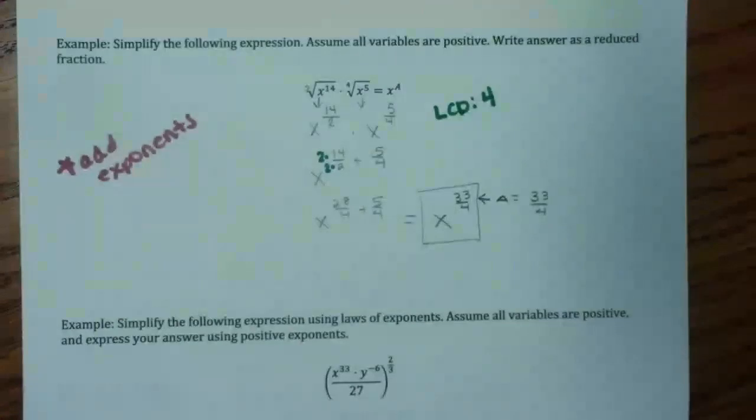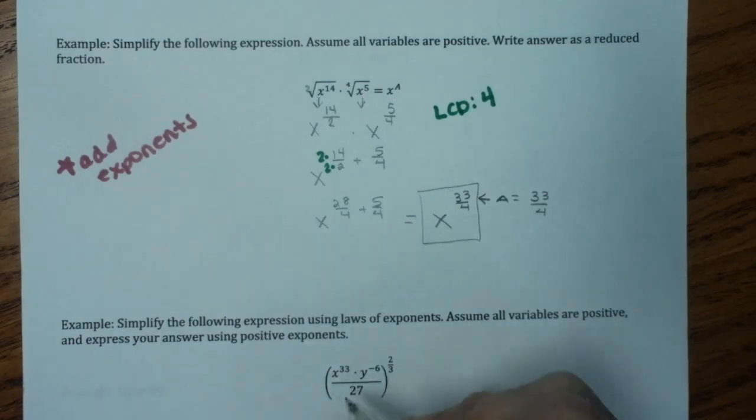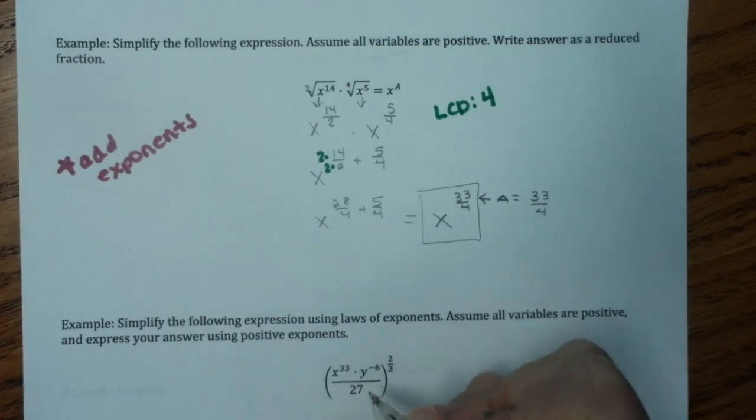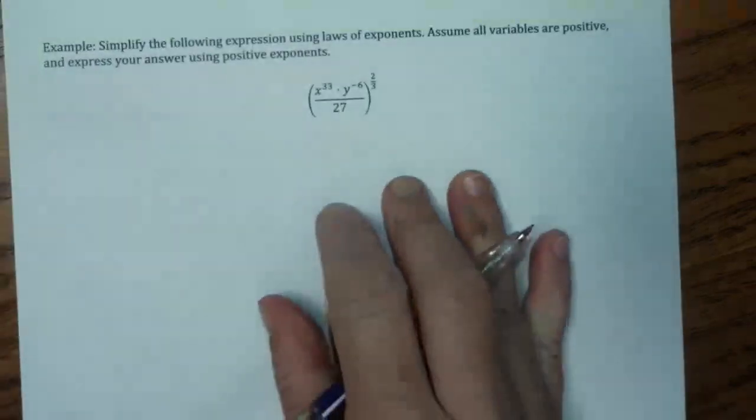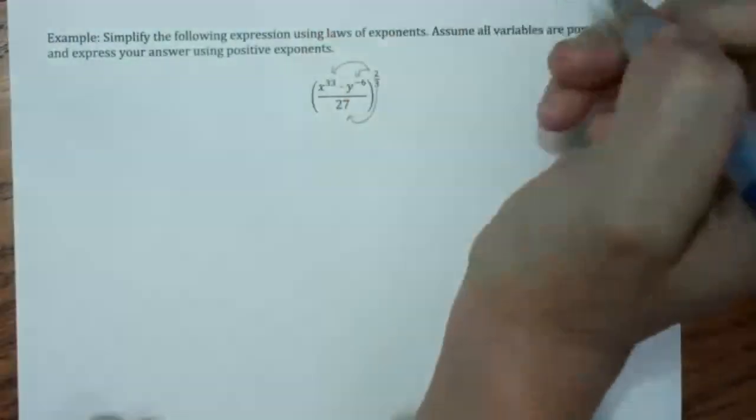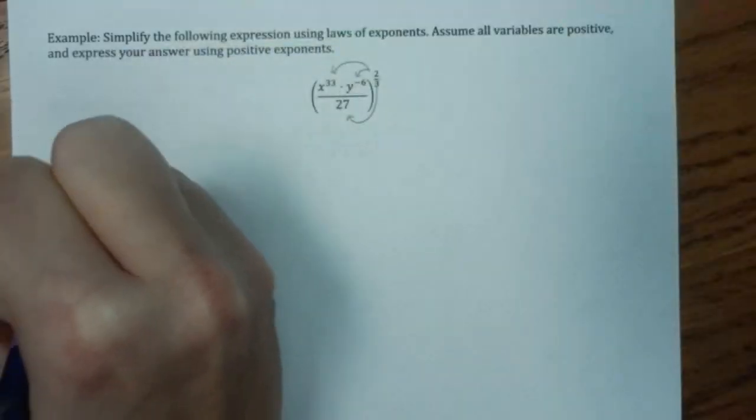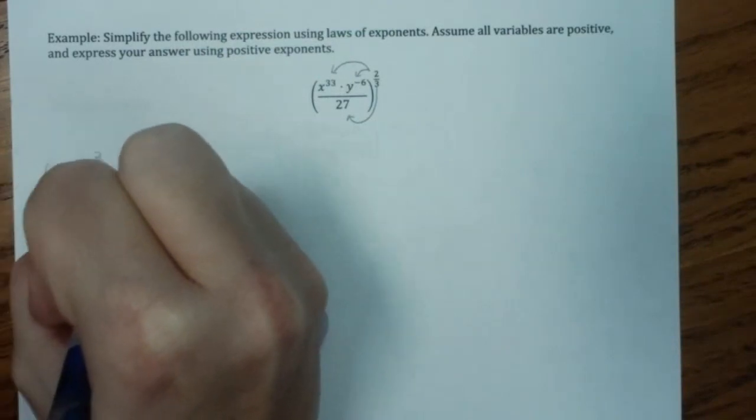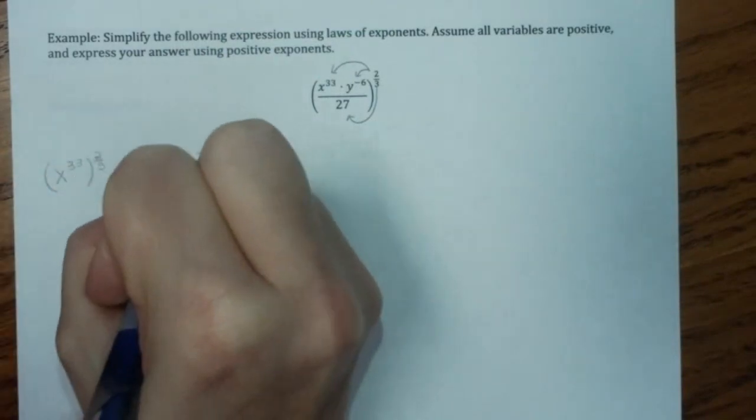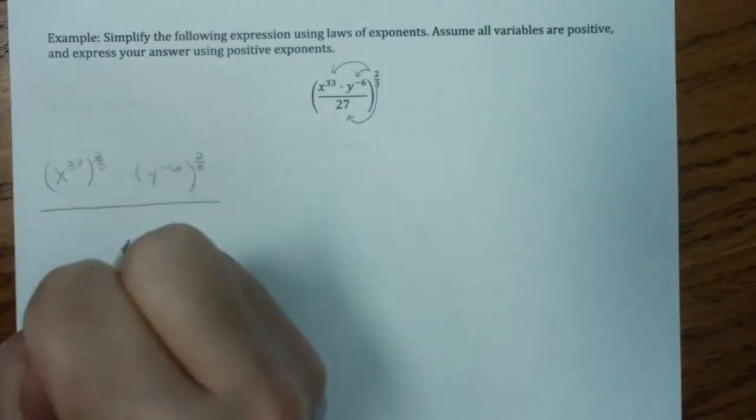All right, let's do the next one. Simplify the following expression using the laws of exponents, the properties we talked about in Module 2, Homework 5. All variables are positive and express your answer using positive exponents. So x to the 33 power times y to the negative 6 all over 27 to the 2/3 power. There's no adding or subtracting here, so we can take this exponent and distribute it to every single term inside the parentheses. So x to the 33 to the 2/3 power times y to the negative 6 to the 2/3 power divided by 27 to the 2/3 power.